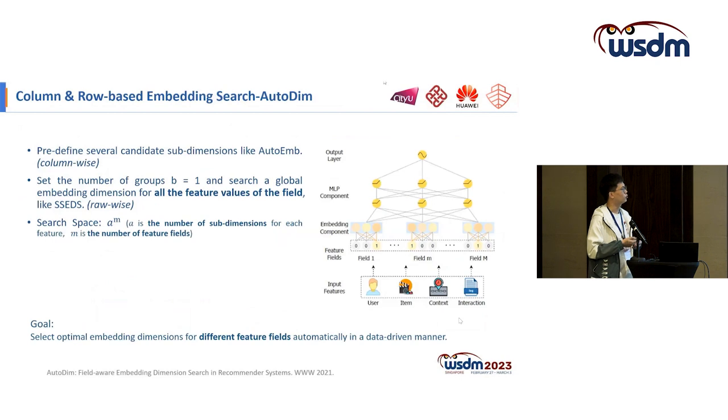AutoDIM belongs to this category, which was published in WWW 2021. From the column-wise perspective, it first predefines several sub-dimensions, just like AutoEmbedding. And from the row-wise perspective, it sets the number of groups as one, and then searches a global embedding dimension for all the feature values within this field, just like SSEDS. The goal of these methods is to select the optimal embedding dimension for different feature fields.